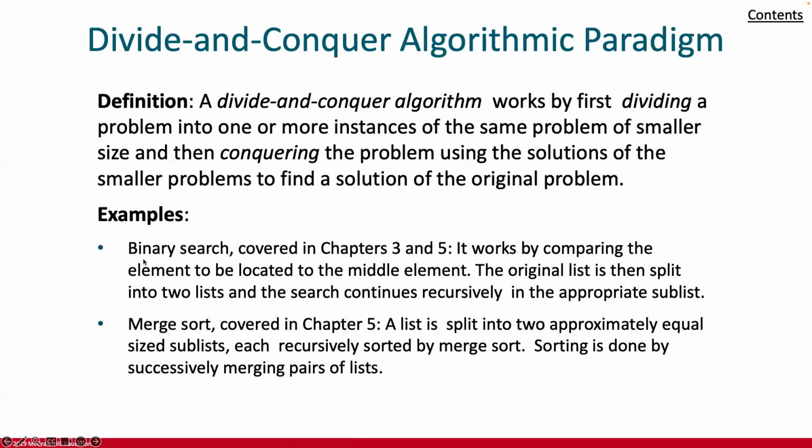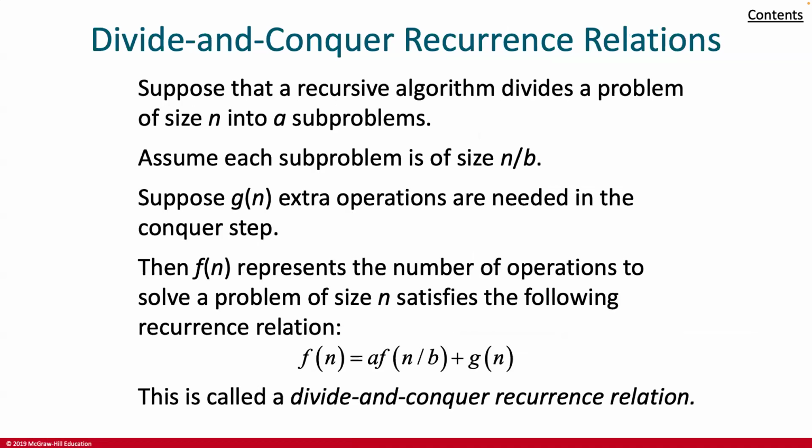So we have been exposed to these, a binary search and a merge sort. The binary search we covered in chapters 3 and 5, and the merge sort we got a chance to talk about in chapter 5. So now we have some more things we can be thinking about with the information we have in this chapter.